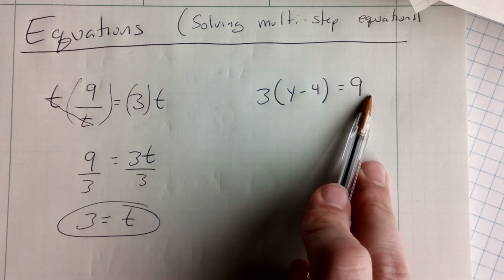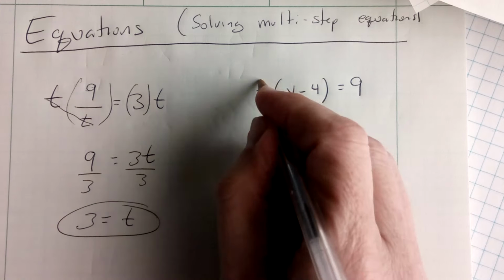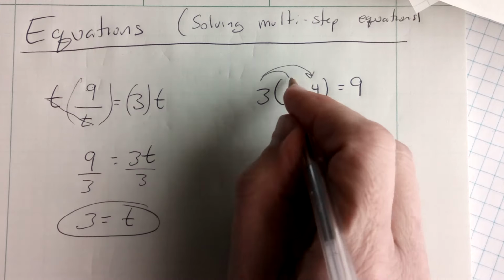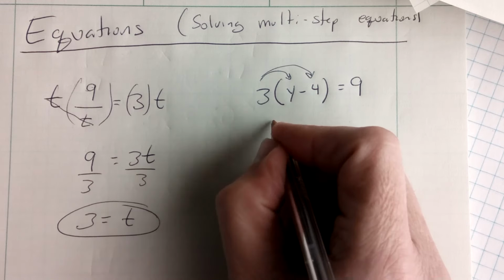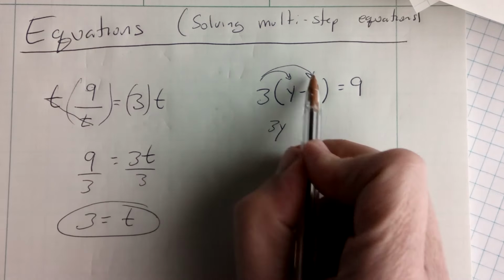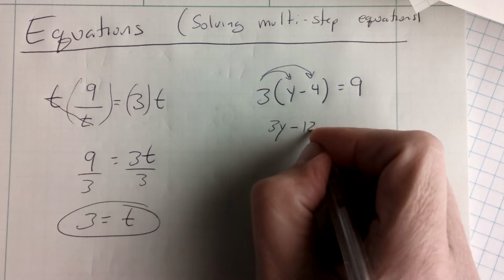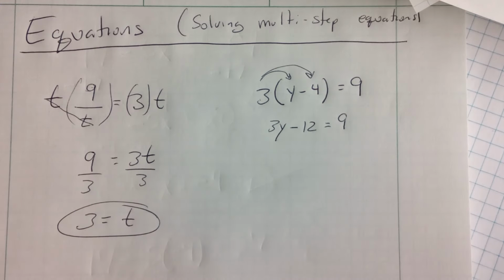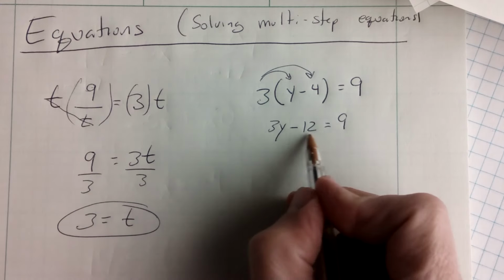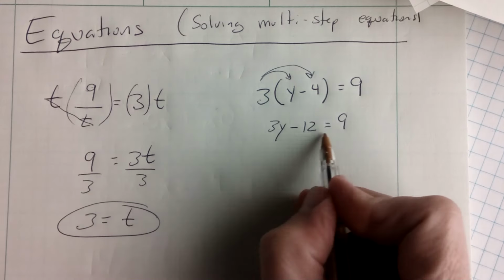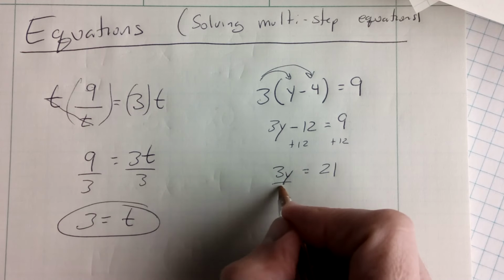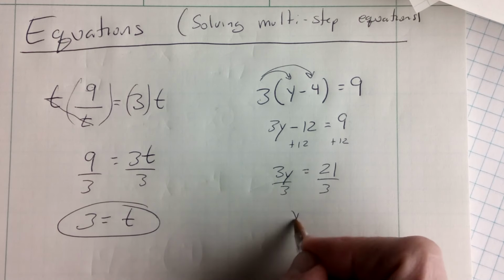If you do it the long way, the four-step, you're going to distribute in that 3. 3 times y is 3y. 3 times negative 4 is going to be negative 12, equals 9. So that was our first step. The next step is to add 12 to both sides. So we get 3y equals 21. And then the last step is to divide both sides by 3, and we get y equals 7.